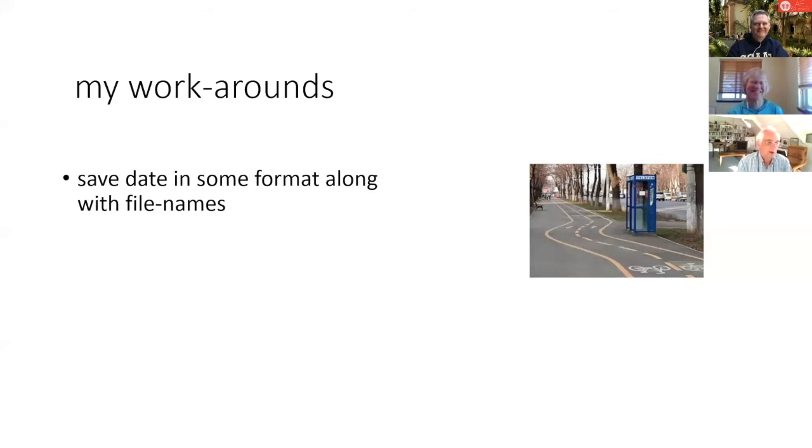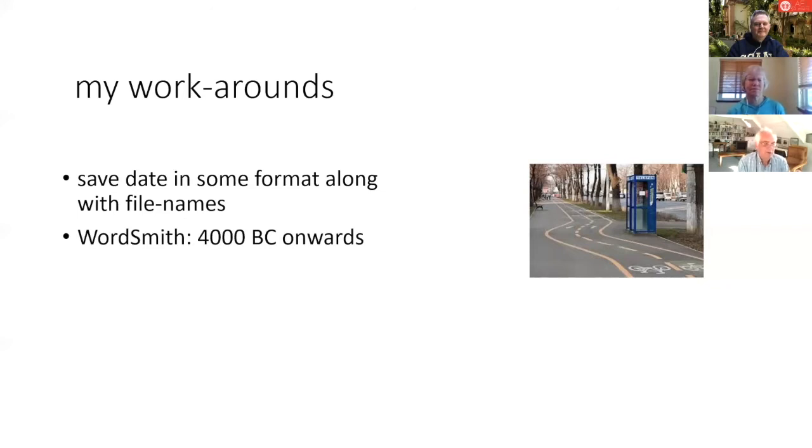So one of my workarounds is to find a way of saving a date in some other format along with the file name and the file path, the various different parts of the file structure, which can be very useful ways of organizing one's data and knowing where one's got everything.